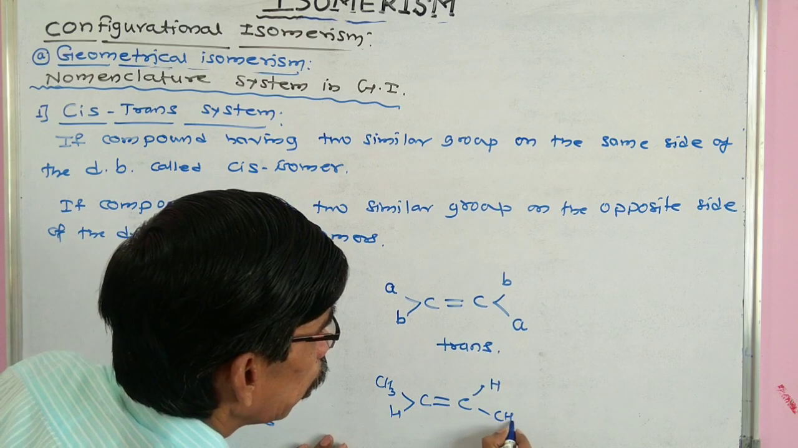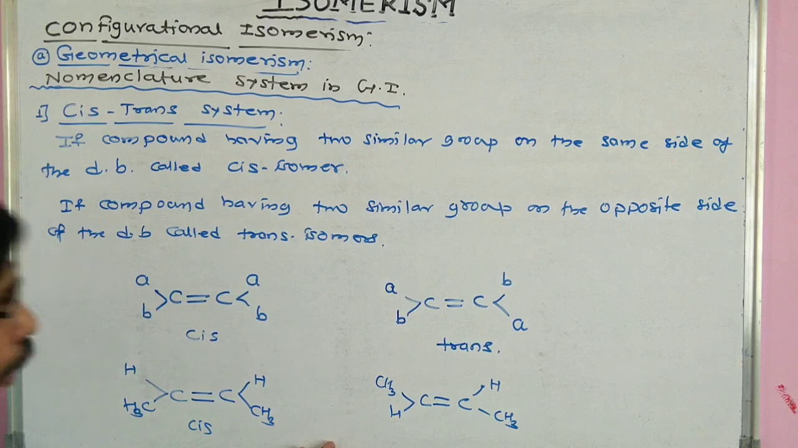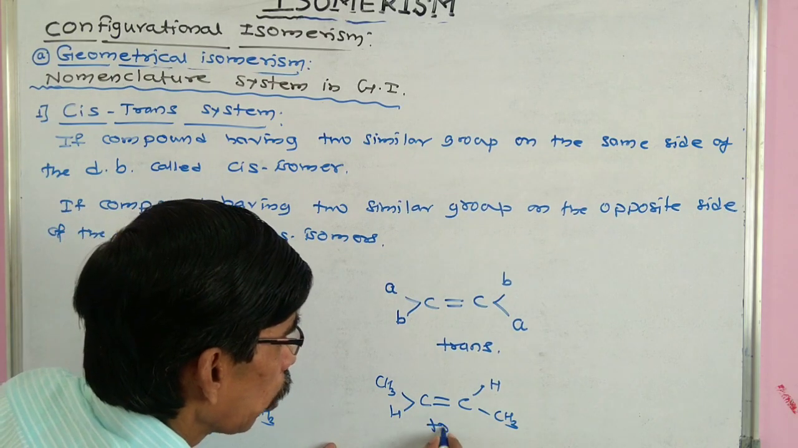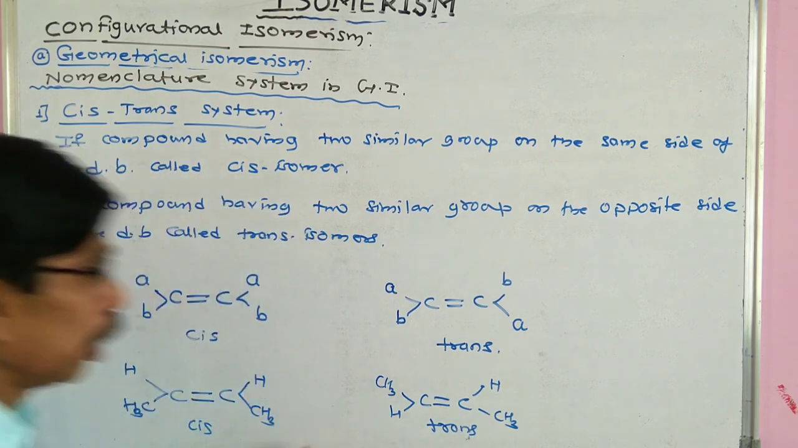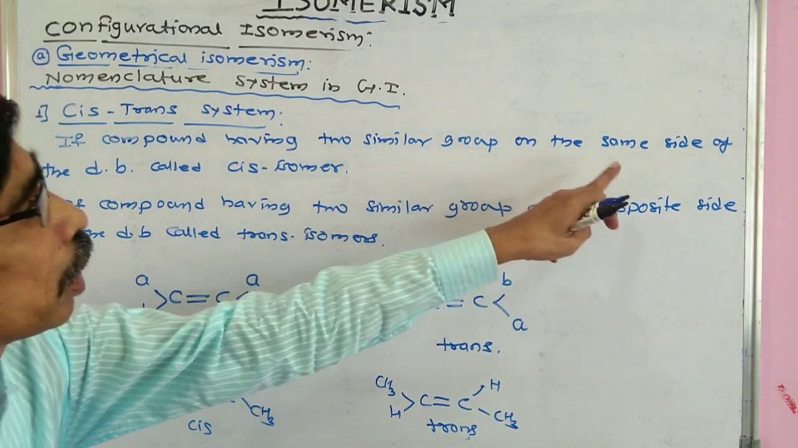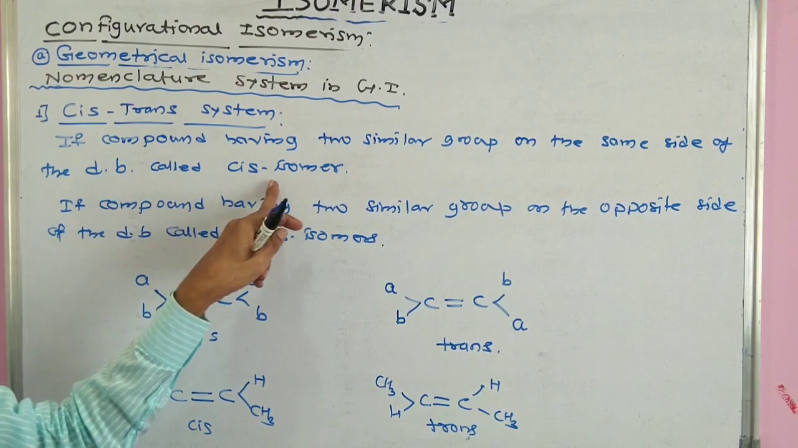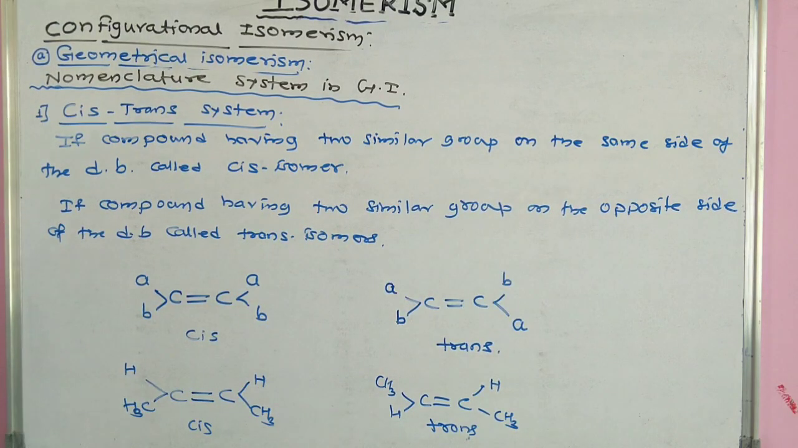H and this is the CH3. Now these two similar groups are on the opposite side of the double bond, and therefore it is called the trans isomer. This is called the trans. So this is the first nomenclature system, that is the cis and trans. Two similar groups on the same side of the double bond is called the cis, and two similar groups on the opposite side of the double bond is called the trans.